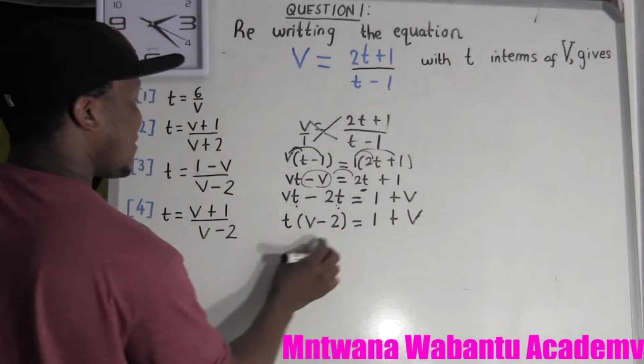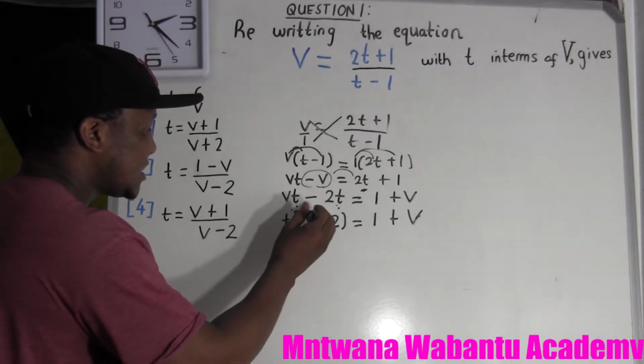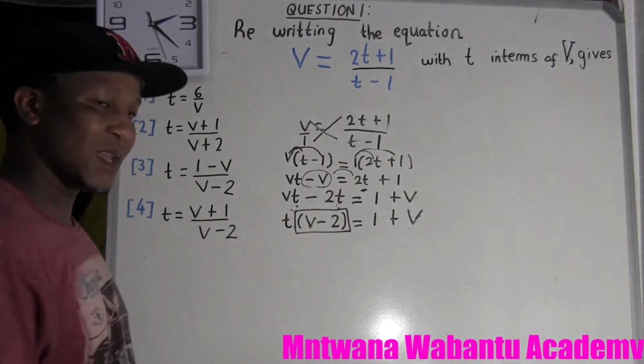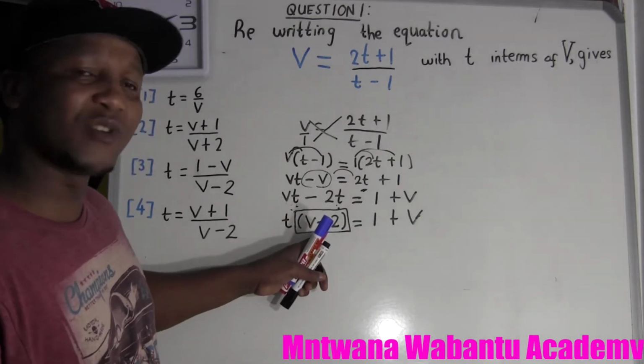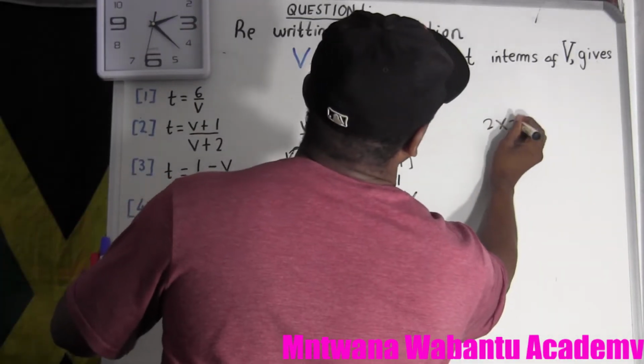So remember, you want to make t the subject of the formula. I don't need this, because I just need t. Since you don't need this, how are you going to get rid of it? Divide throughout, just like if somebody gives you 2x equals 4.